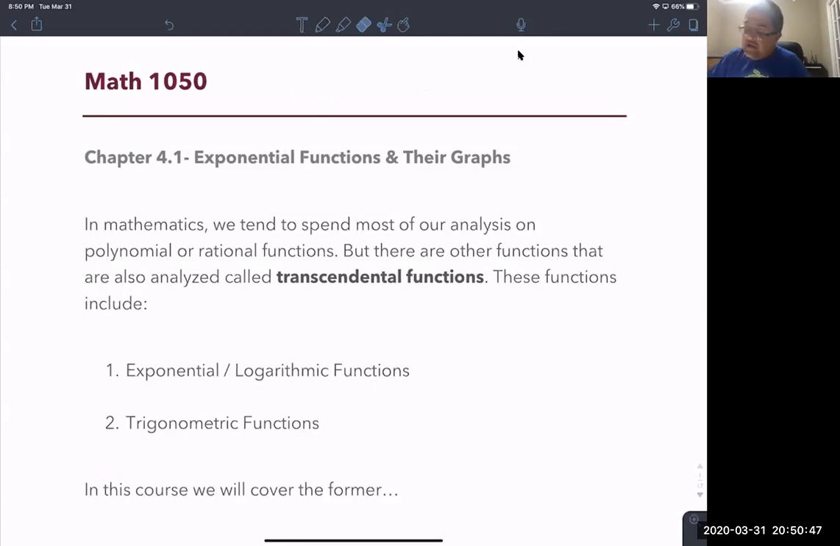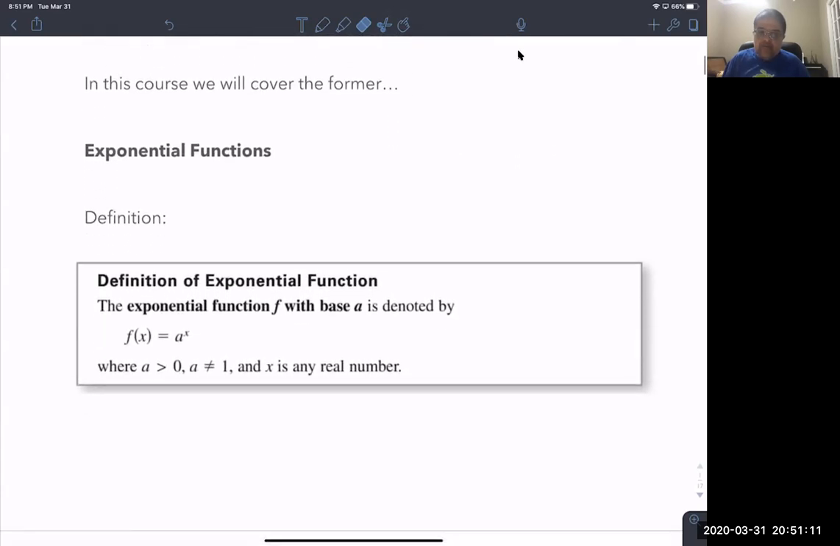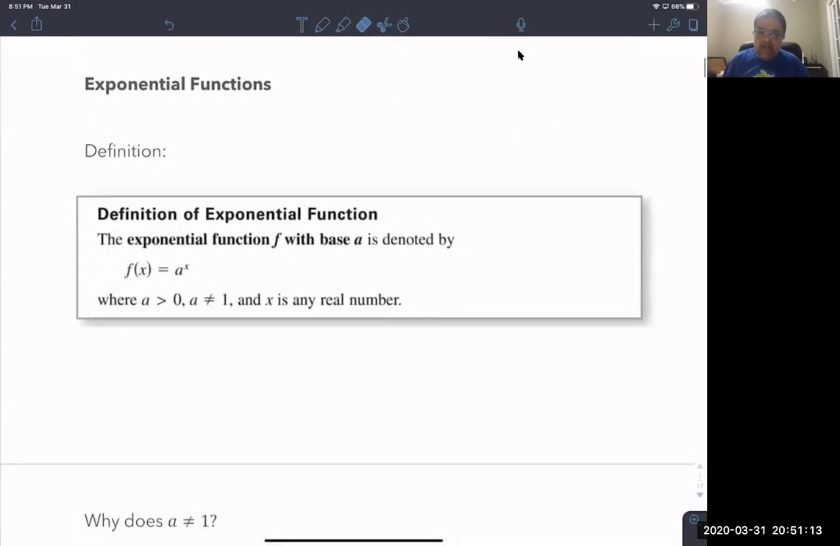The other type of functions that we deal with in mathematics are called transcendental functions. So they're either polynomial type in nature or transcendental type in nature. And the two types of transcendental functions that we tend to deal with are exponential or logarithmic functions, which are the same exact thing, or trigonometric or trigonometry functions. So an exponential function is defined as f of x equals a to the x, where a is the base and x is the exponent, and a is a number.